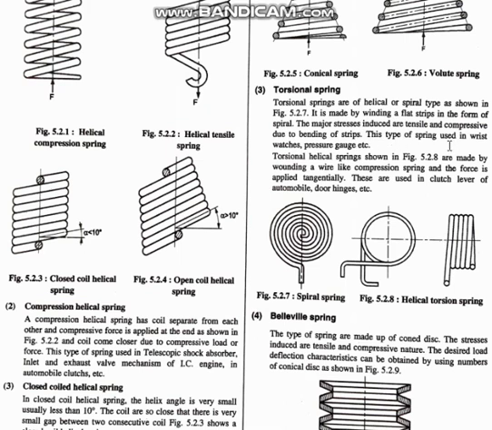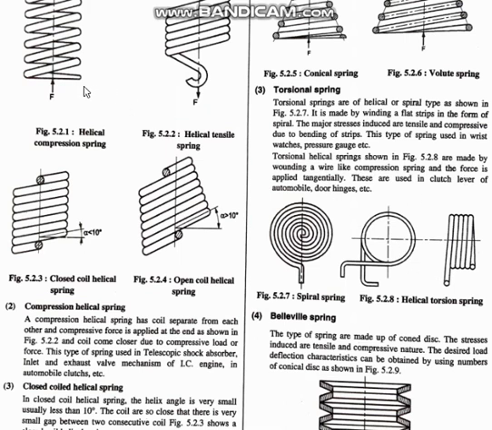This type of spring is used in wristwatches, that is, the watches that we wear on the hand, and in pressure gauges, etc. Torsional helical springs are made by winding a wire like a compression spring, and the force is applied tangentially.